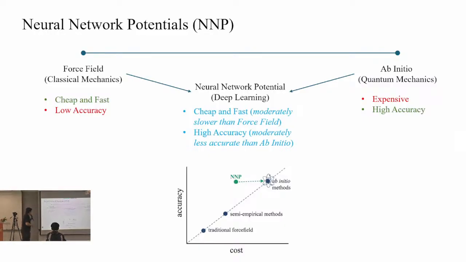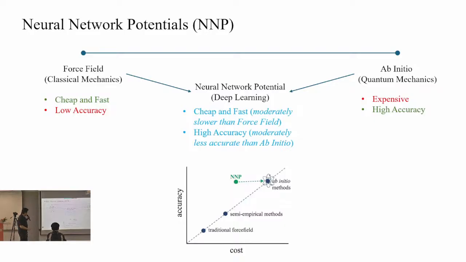Okay. So where does NNP fit in? Now, if we look at force field, as I've mentioned, this is quite cheap. It's very fast because it's parameterized, but at the cost of accuracy. So it's relatively low accuracy. On the other extreme end, you have ab initio, which uses quantum mechanics, and that means that it's quite expensive, but then you get high accuracy, right?